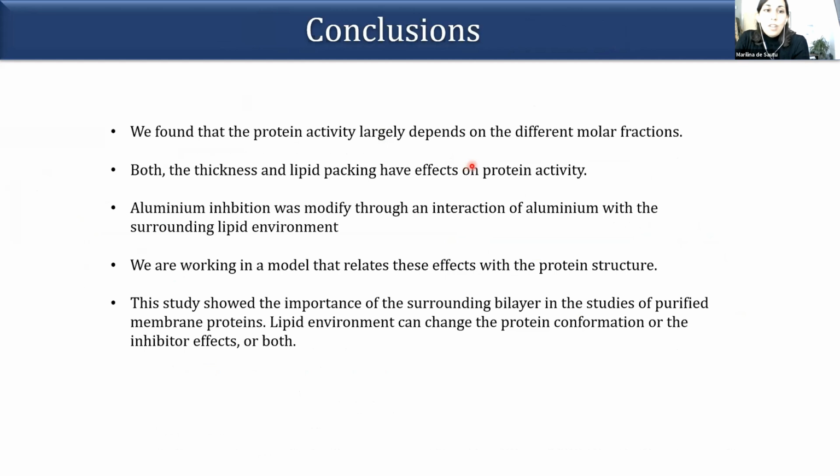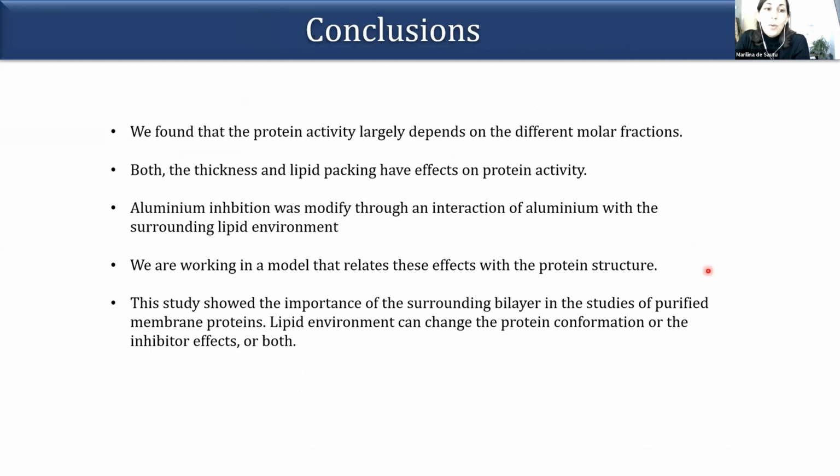So the conclusions are that we found that the protein activity largely depends on the different molar fractions. Both the thickness and lipid packing have effects on the protein activity, and the aluminum effect was modified through an interaction of aluminum with the surrounding lipid environment.